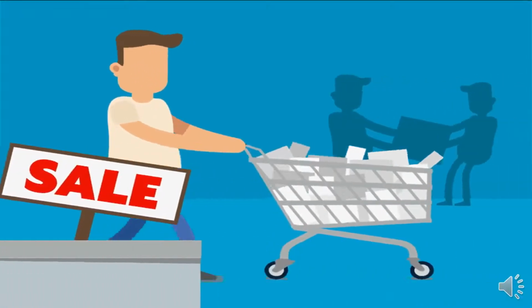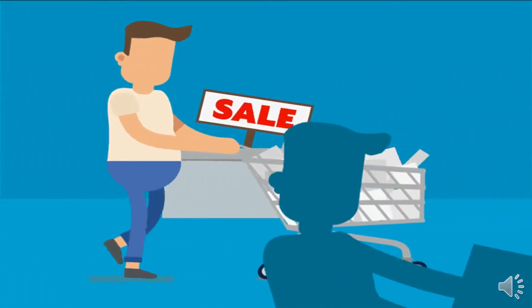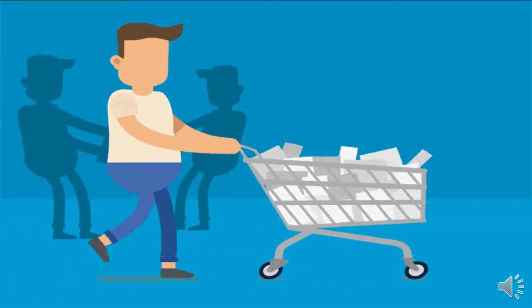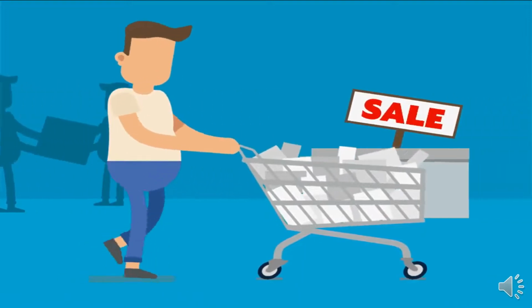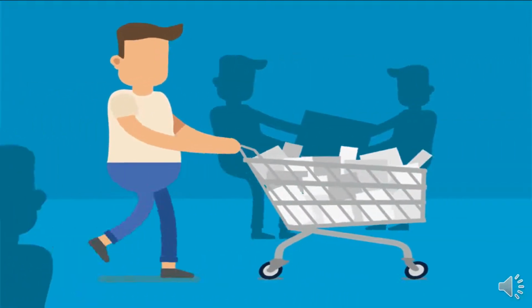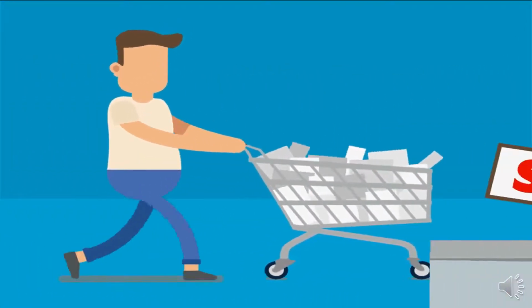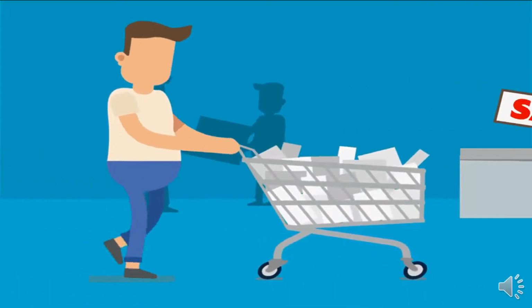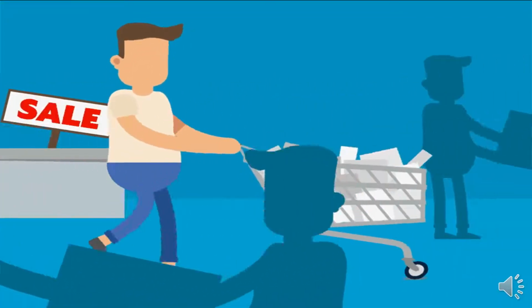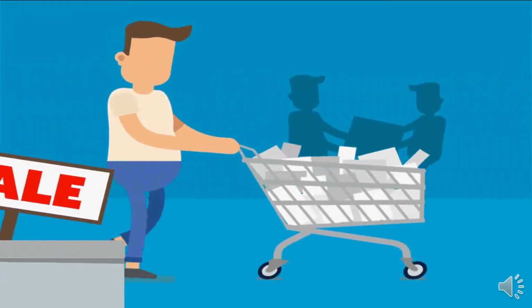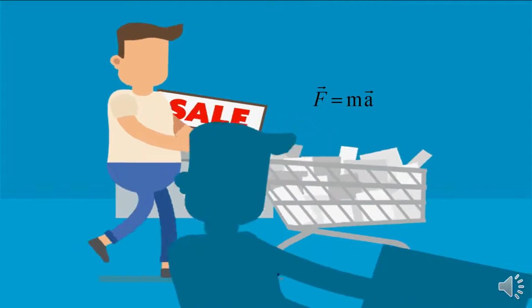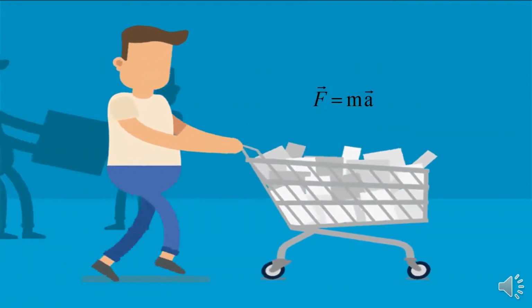We are now ready to develop the fundamental relation for the rotational dynamics of a rigid body. Look at the man pushing the trolley. He gave a force to the trolley and caused the trolley to accelerate forward. So we can express the relation between force and acceleration as F equal to ma.